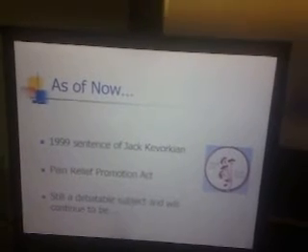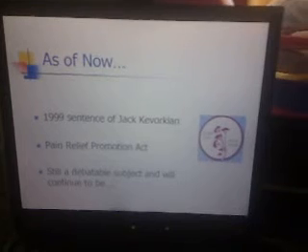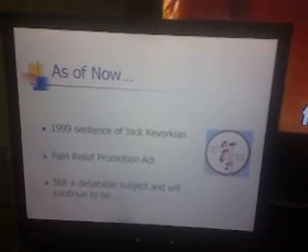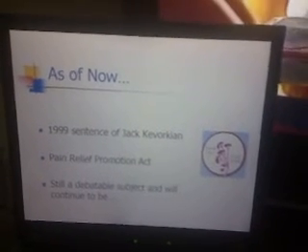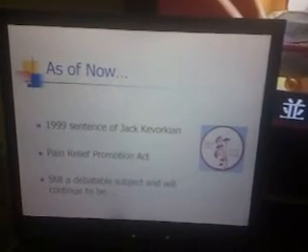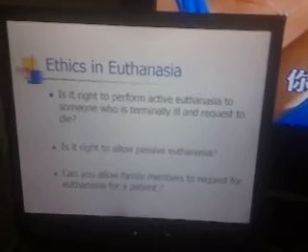Well, what is the current situation? In many countries, euthanasia is still illegal. Like what I mentioned before, Jack Kevorkian was sentenced to jail. There are alternatives to euthanasia, such as hospice services, where the doctors will relieve the pain of the patient without causing death itself. So that is a good alternative to euthanasia.